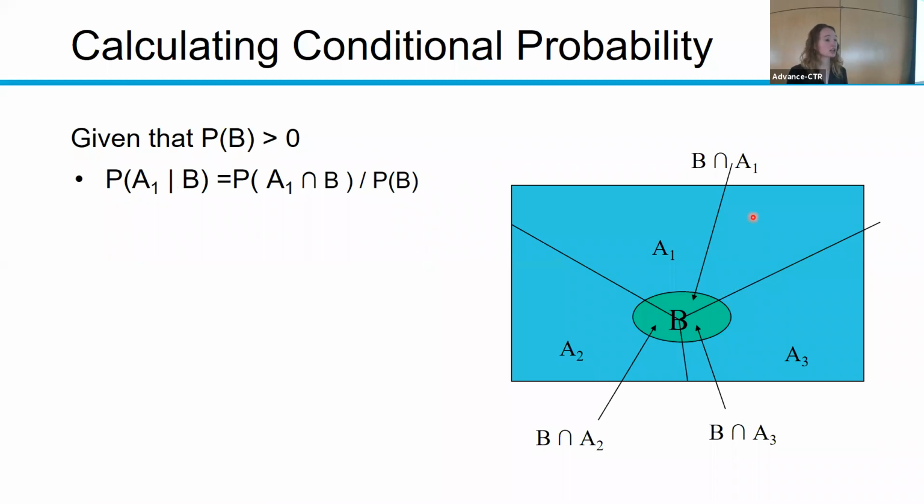So given that the probability of B is not 0, given that you have some space B, the probability of falling into A1 given B is the probability of their intersection, the probability of this space, divided by the probability of B, the probability of this whole space here.